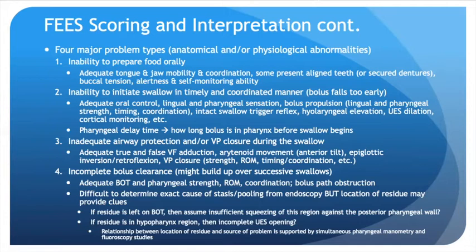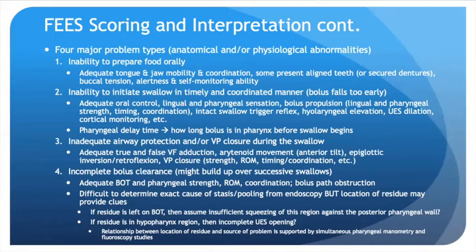So in order to prepare food orally, one needs adequate tongue and jaw mobility and coordination, some present and aligned teeth or dentures, adequate buccal tension, and adequate alertness and self-monitoring ability. In order to have adequate swallow timing and coordination, you need adequate oral control, lingual and pharyngeal sensation, adequate bolus propulsion, which means that you need adequate lingual and pharyngeal strength, timing, and coordination, intact swallow trigger reflex, adequate hyolaryngeal elevation and upper esophageal sphincter dilation, and cortical monitoring. And you might measure pharyngeal delay time.